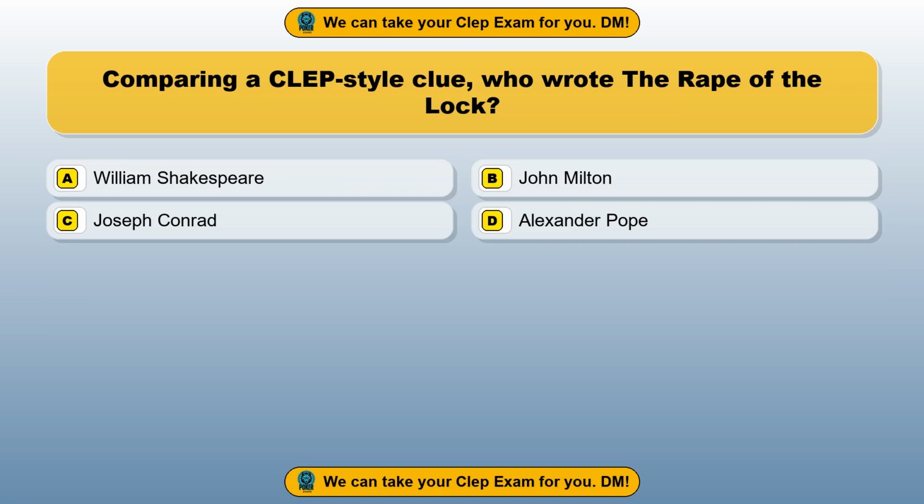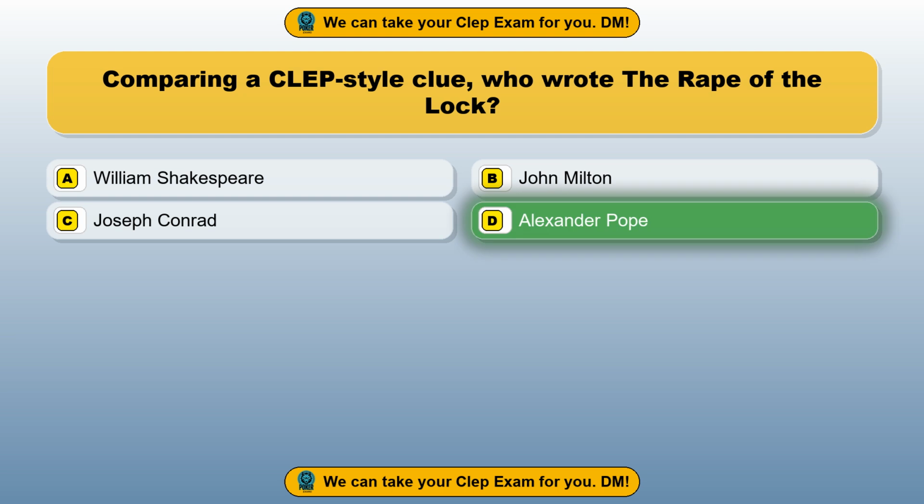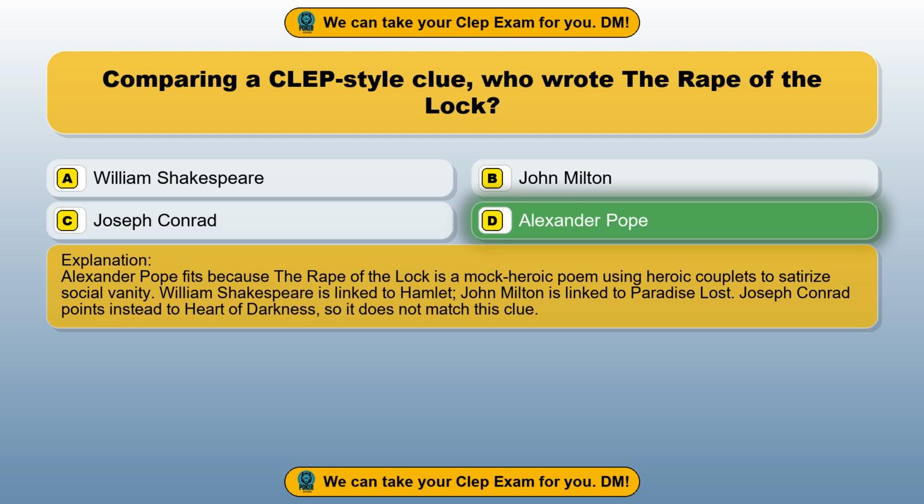Question 95. Comparing a CLEP-style clue. Who wrote The Rape of the Lock? Option A, William Shakespeare. Option B, John Milton. Option C, Joseph Conrad. Option D, Alexander Pope. The correct answer is option D, Alexander Pope. Alexander Pope fits because The Rape of the Lock is a mock-heroic poem using heroic couplets to satirize social vanity.